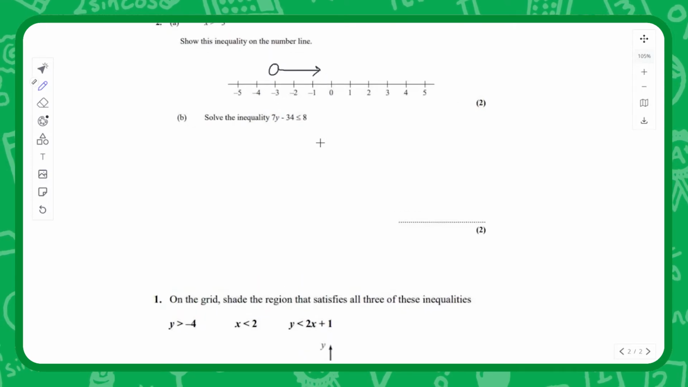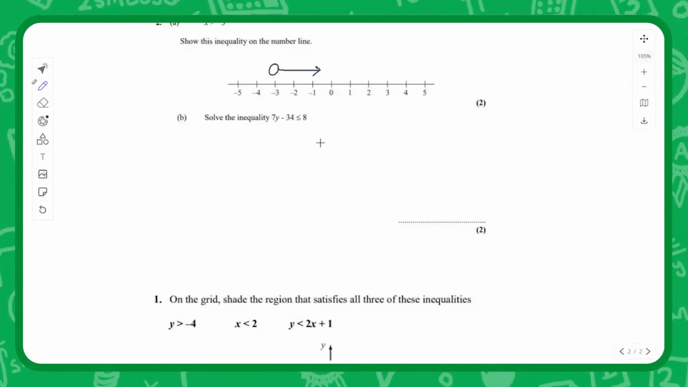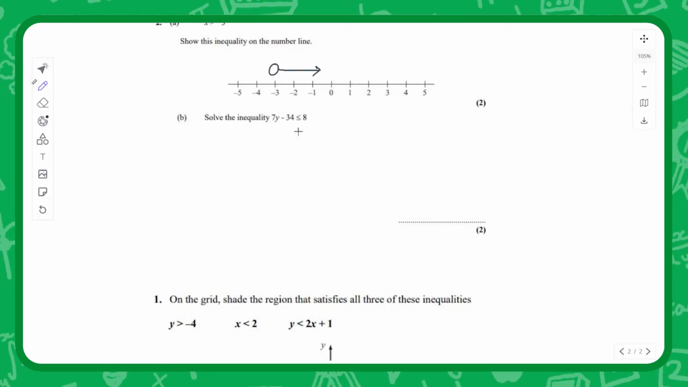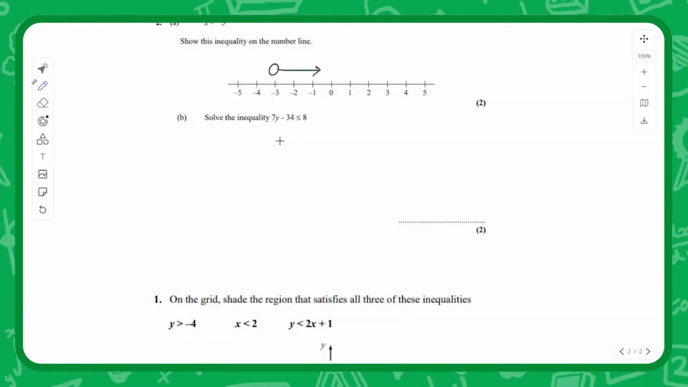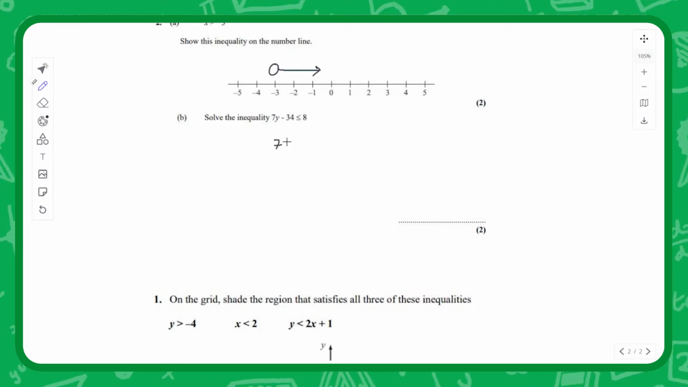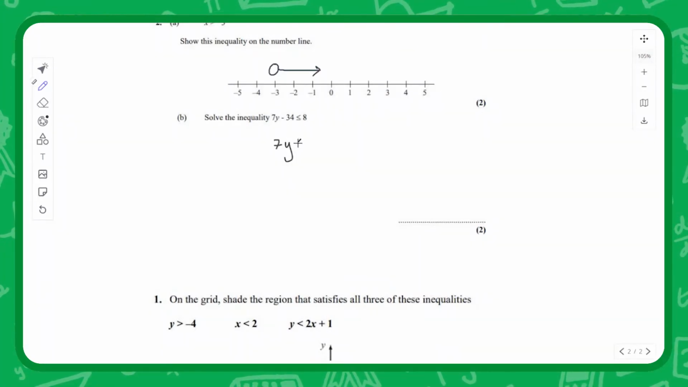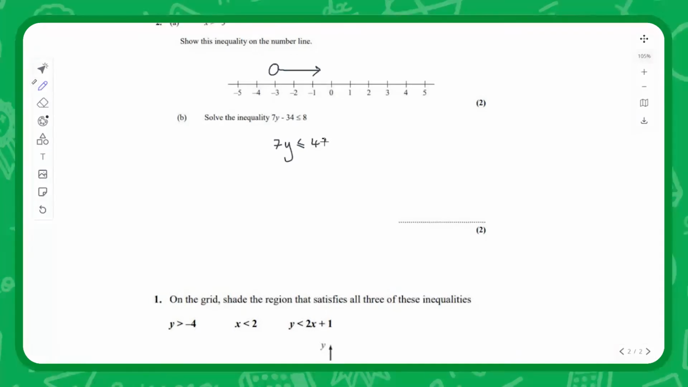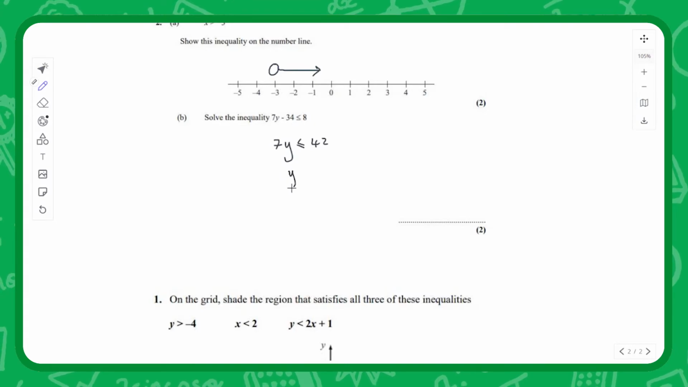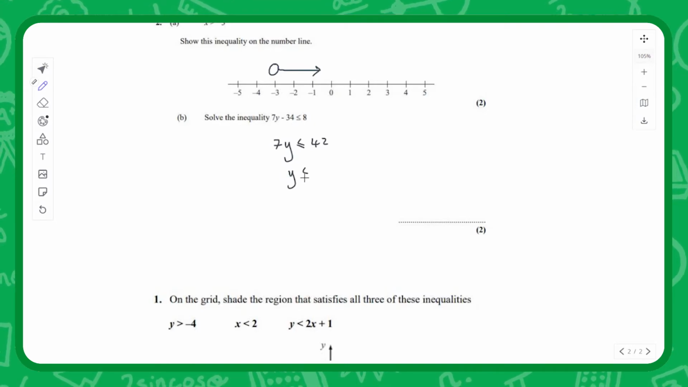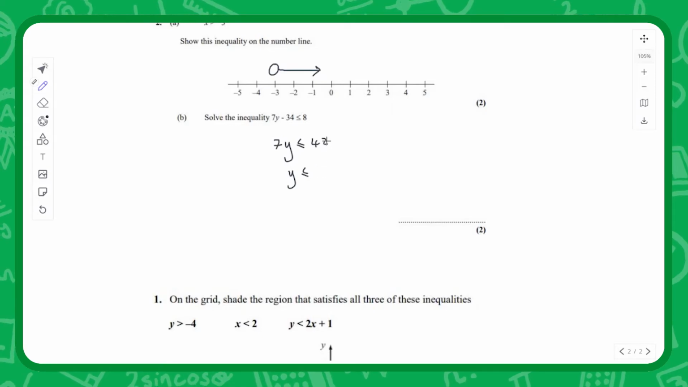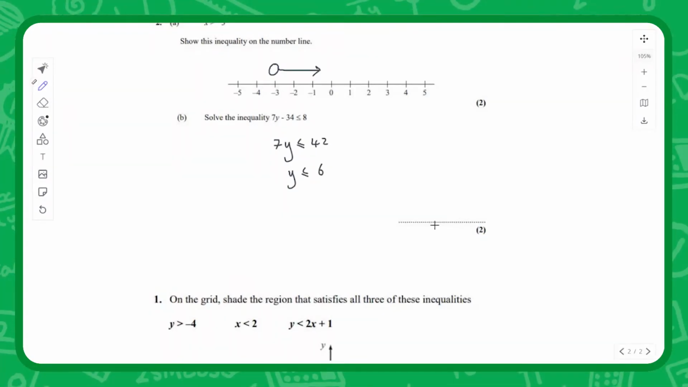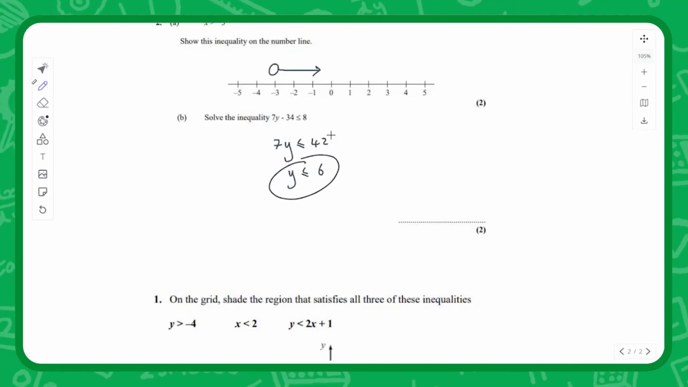Right, question B. Solve the inequality 7y minus 34 is less than or equal to 8. Just like with a regular equation, I can rearrange this. I can add 34 to both sides, and so I get 7y is less than or equal to 42. And we're going to be testing our 7 times tables. We can divide both sides by 7, and we end up with y is less than or equal to 6. And so that's my final answer.